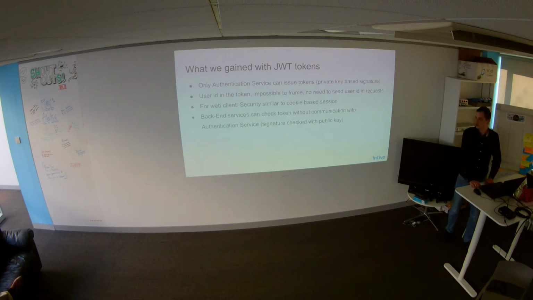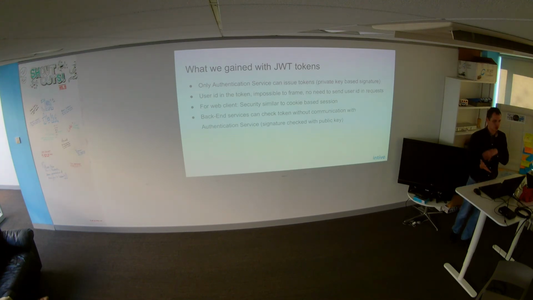Security, in my opinion, was similar to the cookie-based session. And also we could use the same tokens in the backend. Assuming the services don't trust each other in the backend, on an API, it can also be sending the token, saying on behalf of whom, so that it, for example, cannot send a request on behalf of a random user.